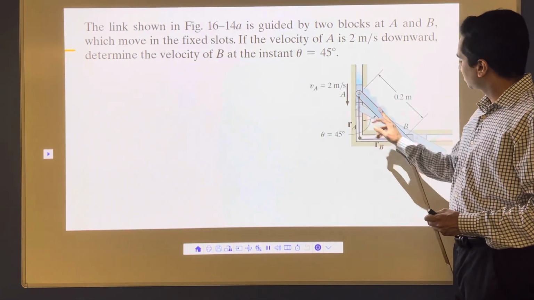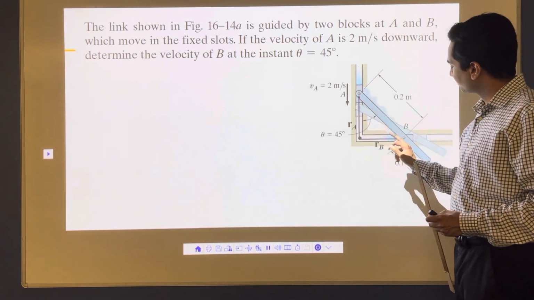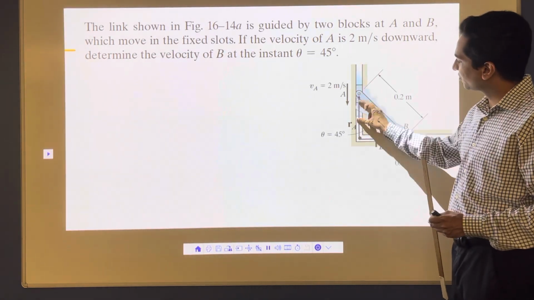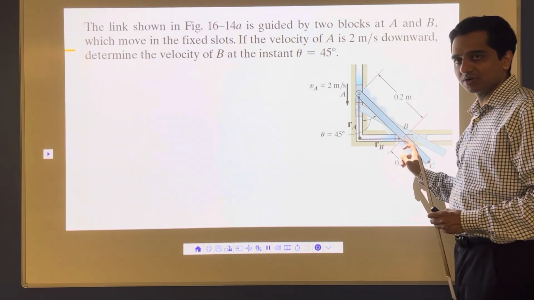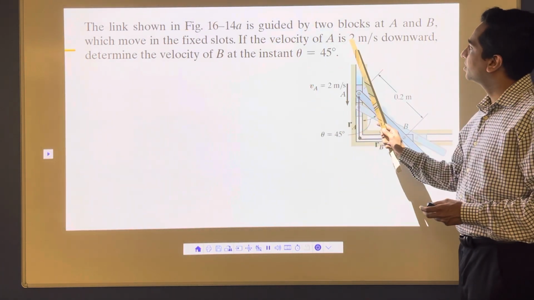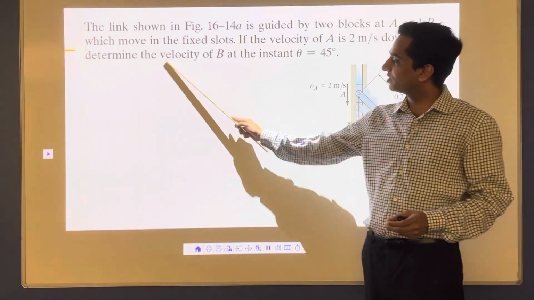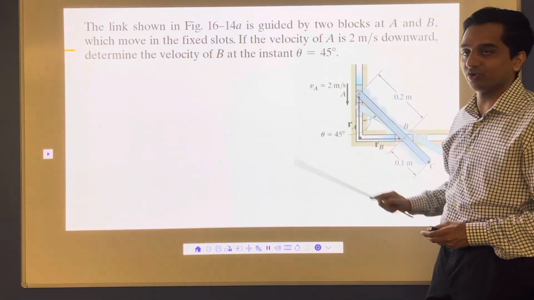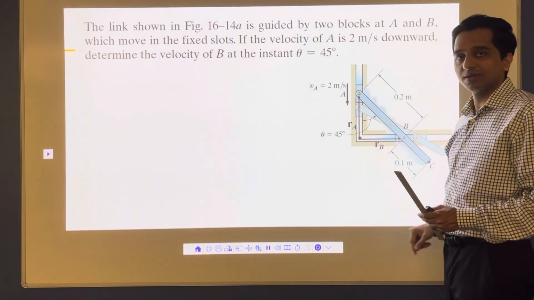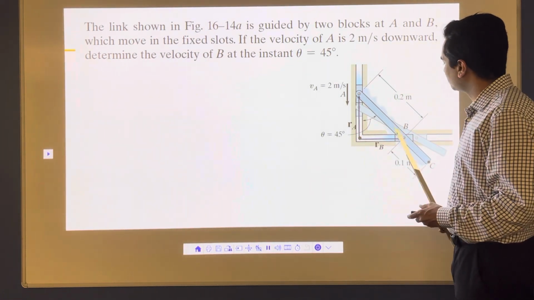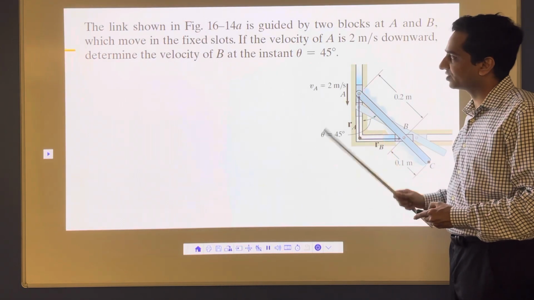So here we have motion of A and B connected. Motion of A is going down, motion of B will be in this direction. I want to find out the velocity of B. The velocity of A is given. Determine the velocity of B when theta is equal to 45 degrees. When this angle and this angle is 45 degrees, that's when I want to find out motion of B, and that's the problem. So motion of A is given.